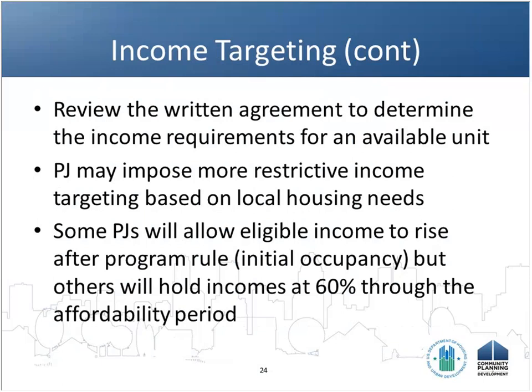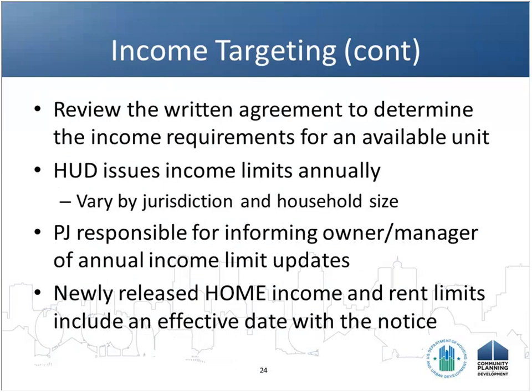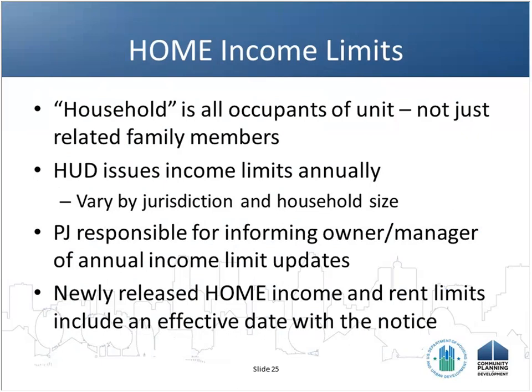And we mentioned the program rule and initial occupancy versus over the life of the project. So HOME provides income limits, and this is going to be based on a household. So that's everybody that occupies that unit. They aren't necessarily going to be family members. So for instance, if Chris and I were sharing a HOME unit, we would calculate the total of our income for both of us, even though we would not be related family members in any way.